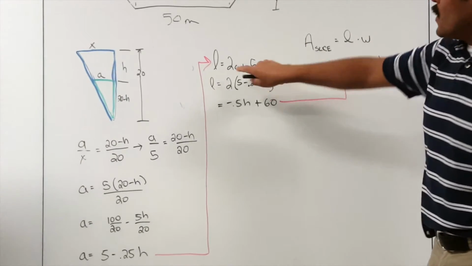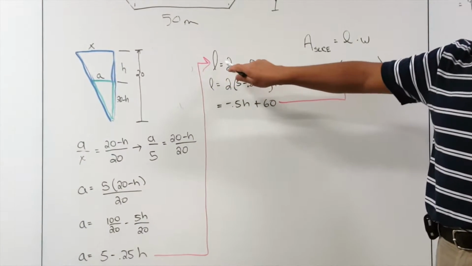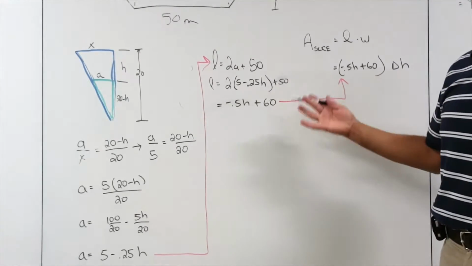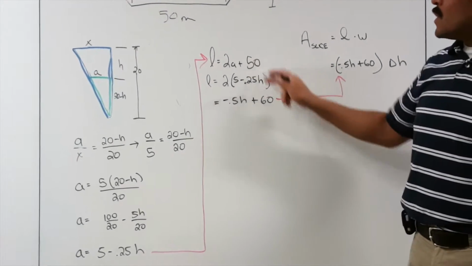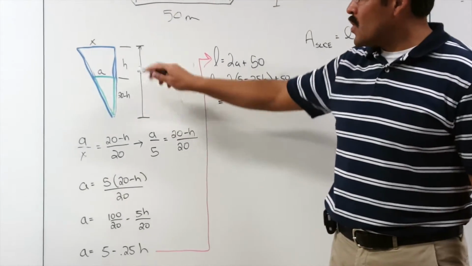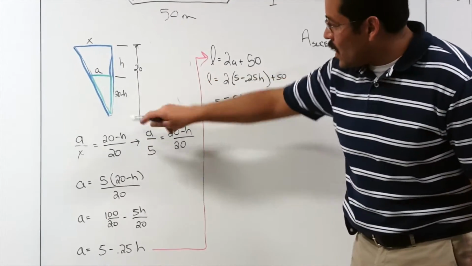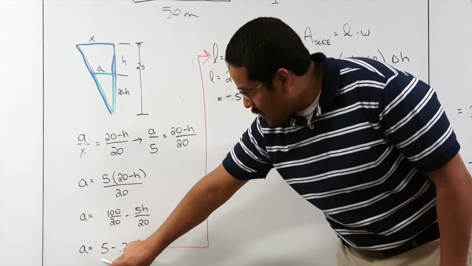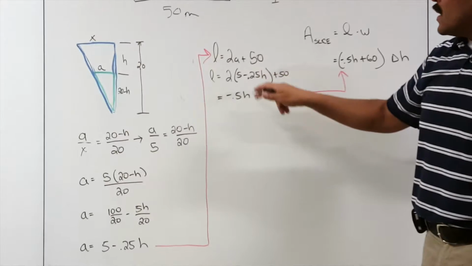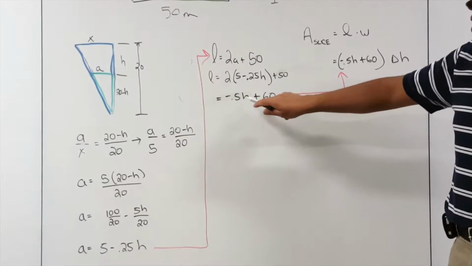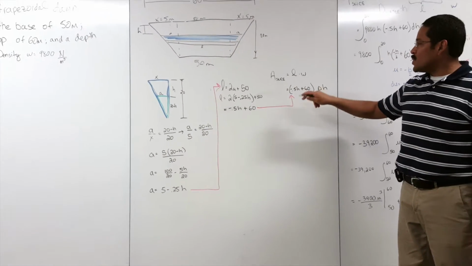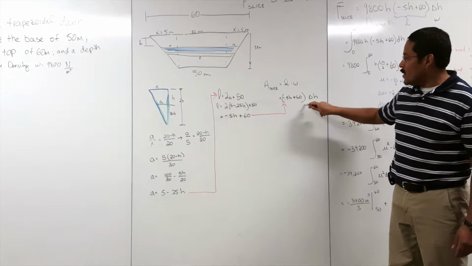So the problem with the formula here, once we solve for the length, is that it's not in terms of h. We want everything in terms of h. So in order to get this in terms of h, we need to solve for the a here. In order to solve for a, this becomes a proportion. Once we plug in all the numbers here, this is the a. We plug the a back into the formula for length, and now we have it in terms of h. Then we can plug that back into the area for the slice, which becomes this right here.